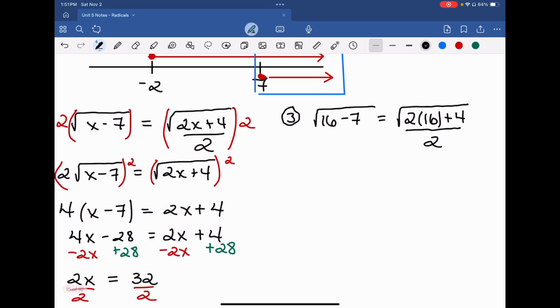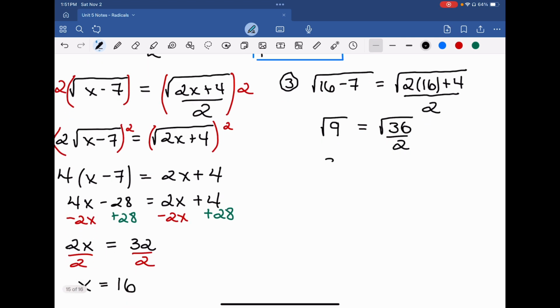Now, 16 minus 7 is going to give us the square root of 9. So the square root of 9 is equal to, in the other one, 32 plus 4. 32 plus 4 is 36. The square root of 36 in the numerator, divided by 2. That means we get 9 square rooted, which is 3, is equal to the square root of 36, which is 6, divided by 2.